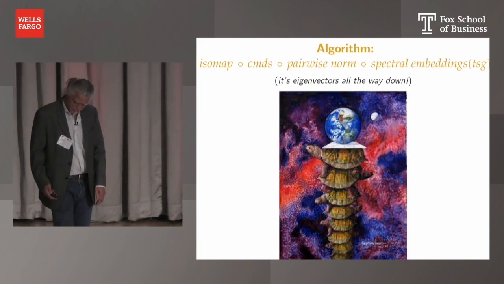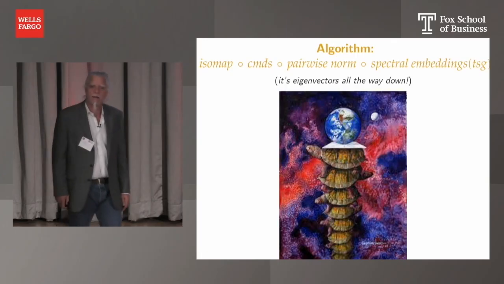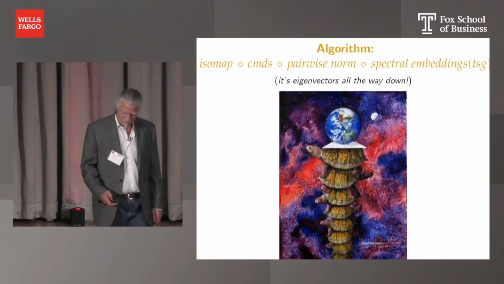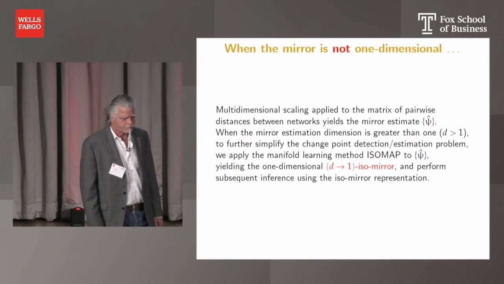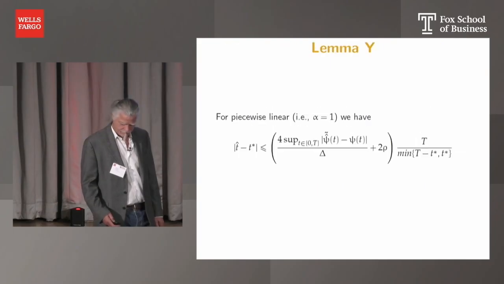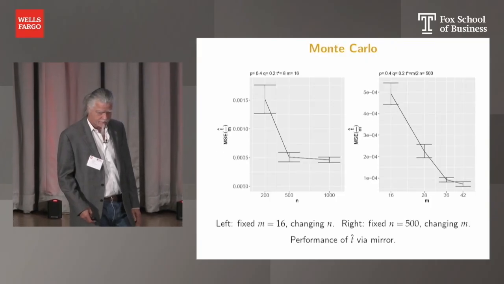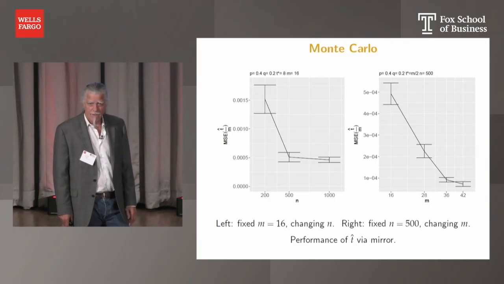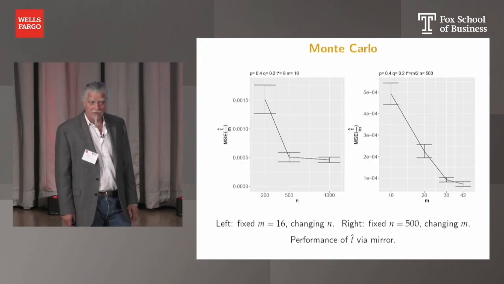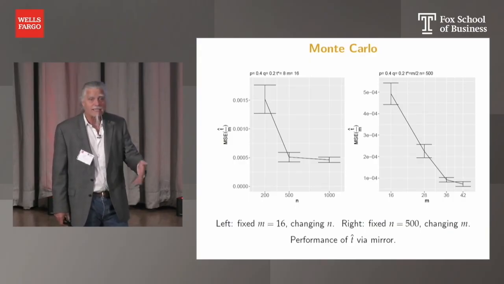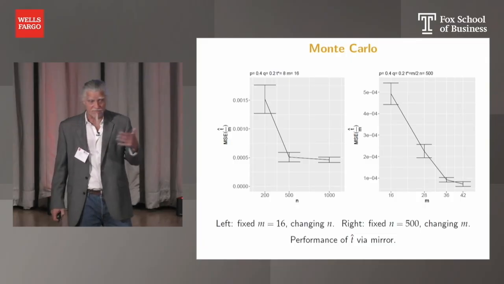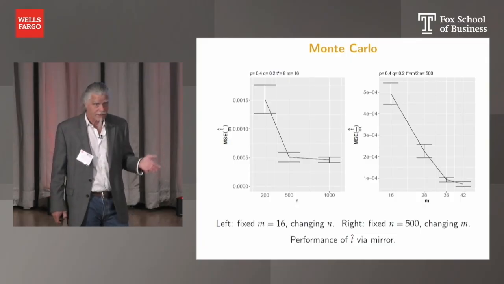So if you fix the dimension, I have a similar question. If you go back to the Monte Carlo slide, if you fix the latent space dimension, do you get more bang for buck by collecting more time points, or by having a larger network, I guess? Right. Which one?